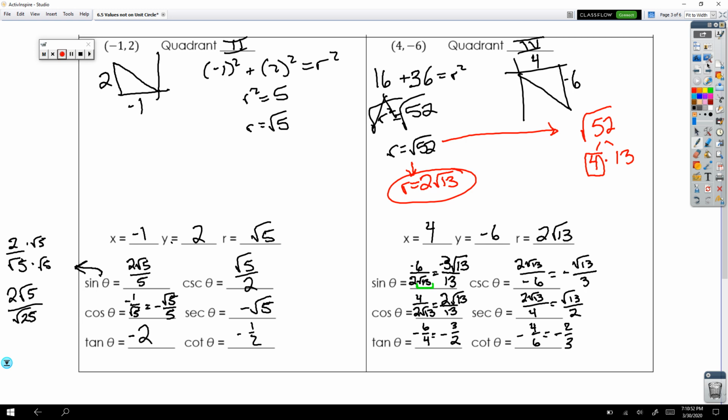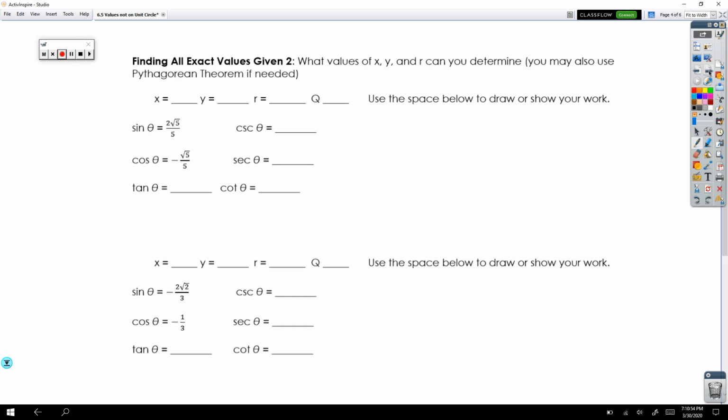So now let's look at what happens when they don't give us a point. So in this case, it's going to give us some of the trig functions. In this case, it gives us sine and cosine. So we have to unpack all that information, figure out what x, y, and r are, and then use those values to find the remaining trig functions. Okay? So sine of theta equals 2 root 5 over 5.